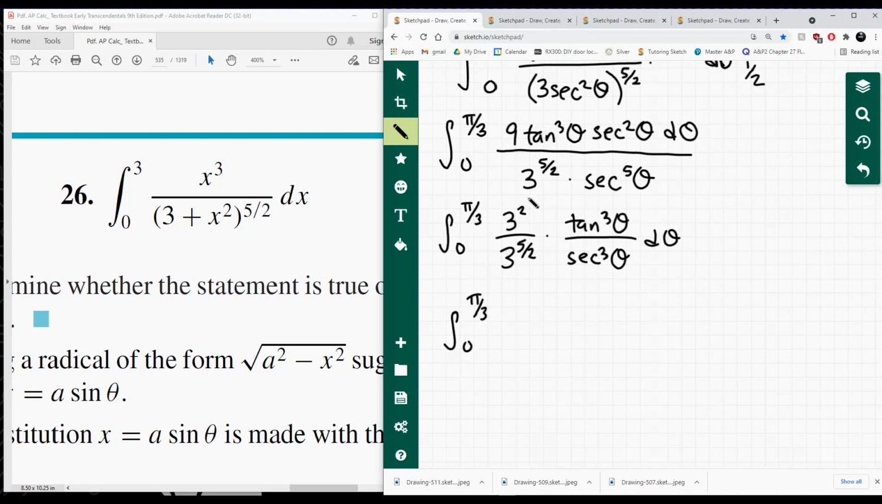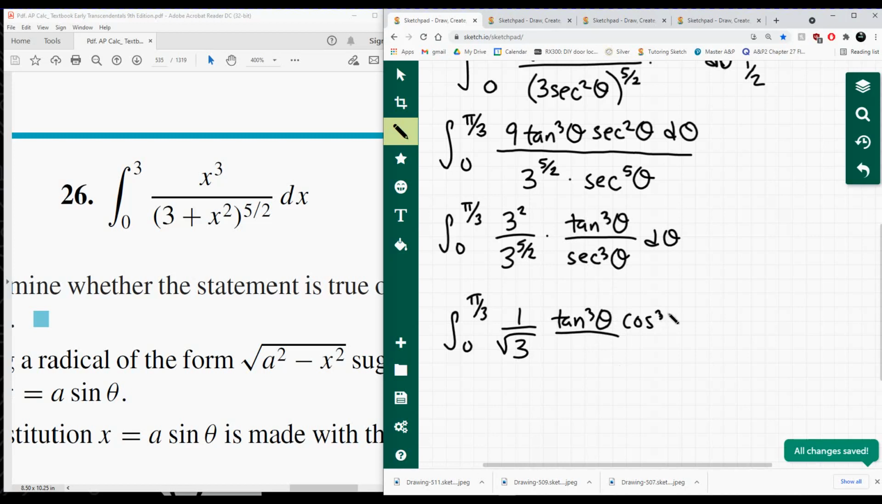So when we do 2 minus 5 over 2, that's going to be 2 minus 0.5. That's going to leave us with a radical 3 in the denominator, which we can factor out because it's just a constant. We know that this is going to be equivalent to tangent cubed theta. And the secant is actually 1 over cosine. And with 1 over cosine in the denominator, that's going to move cosine cubed into the numerator, d theta. Now remember, tangent is actually sine over cosine. So we have 1 over radical 3 from 0 to pi over 3.